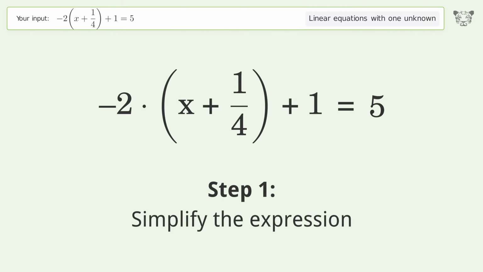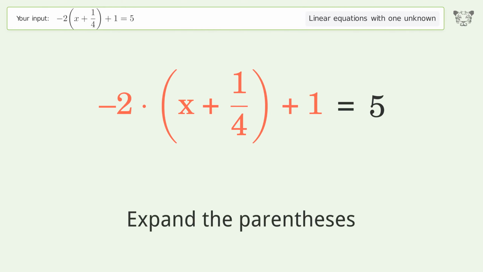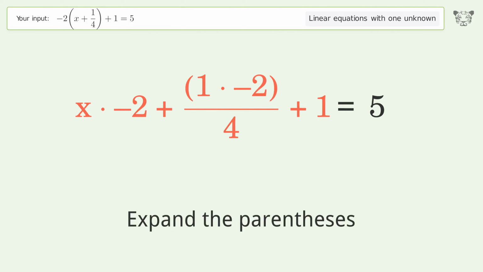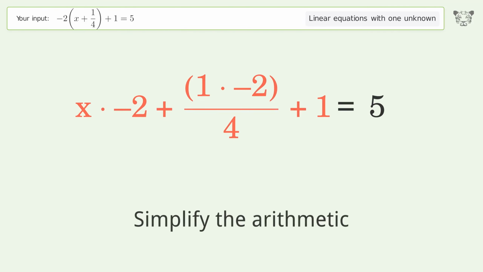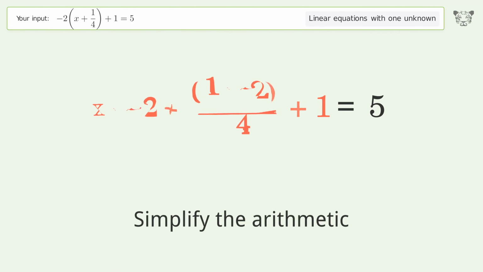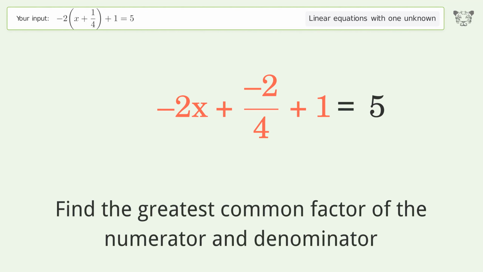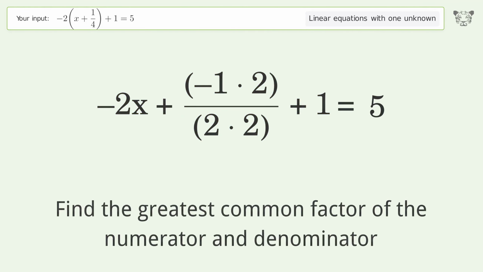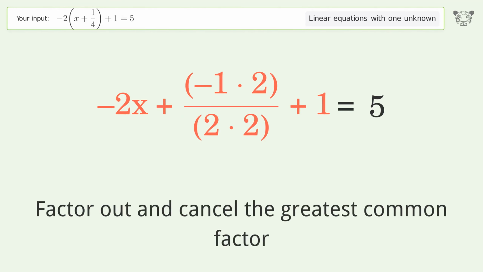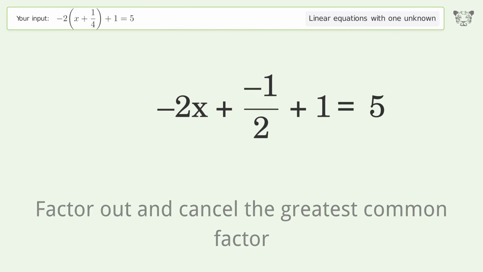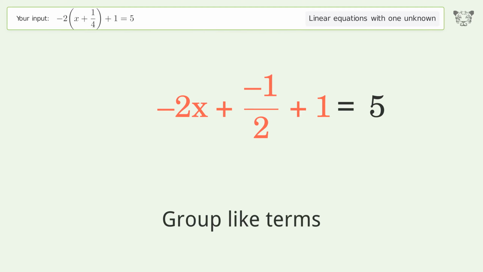Simplify the expression. Expand the parentheses. Simplify the arithmetic. Find the greatest common factor of the numerator and denominator. Factor out and cancel the greatest common factor. Group like terms.